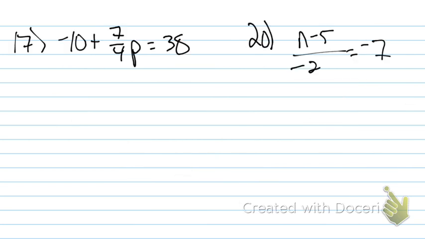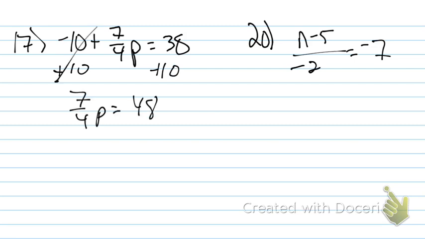Look at number 17 from your notes. I've got multiplication and a negative 10. Which one's got to go first? Has to. So I'm going to add 10 to both sides. And I get 7/4 p equals 48. Now it's just a one-stepper like we already looked at. What's nice about this is everything's just one step at a time.